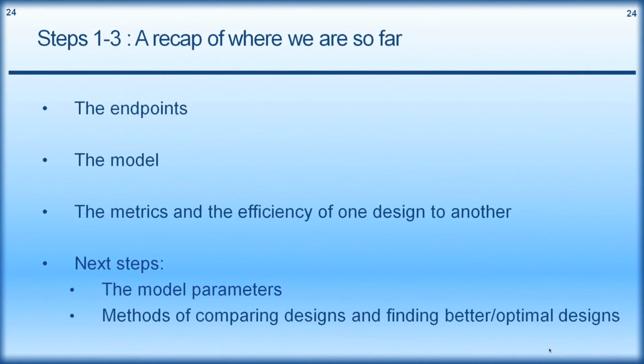So steps 1 to 3, a recap of just where we are so far. We've defined the endpoints, we've defined the model, and we've defined the metrics, and we understand how, using efficiency, we can compare those metrics of one design to another. There's 2 main steps to consider next: the values of the model parameters and methods for comparing the designs. That's what we're going to talk about now.